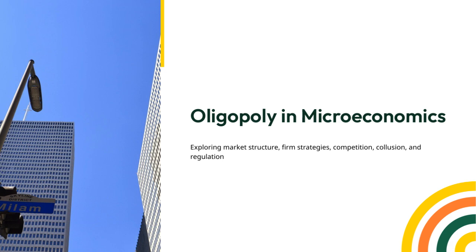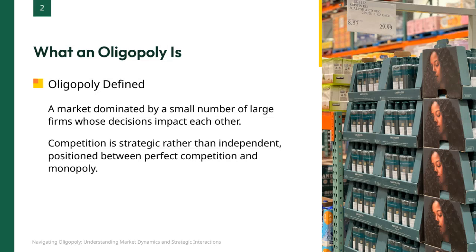Let's get started. The example image shows a shelf stocked with various scalp care products, illustrating how a few key players control a significant portion of the market, influencing prices and availability.